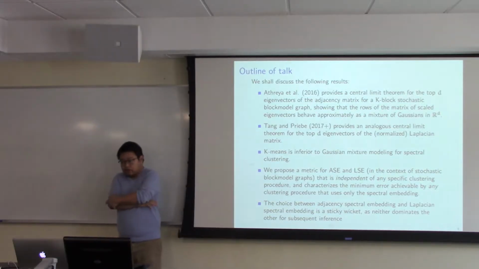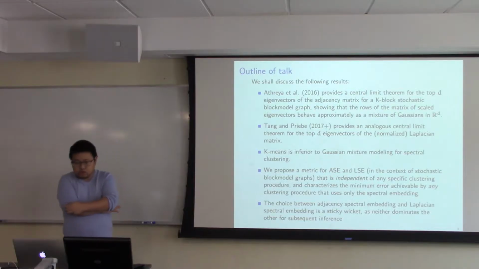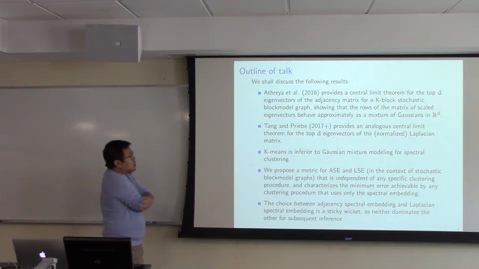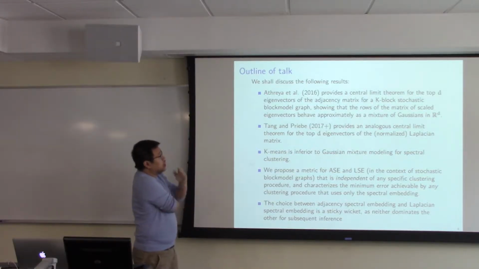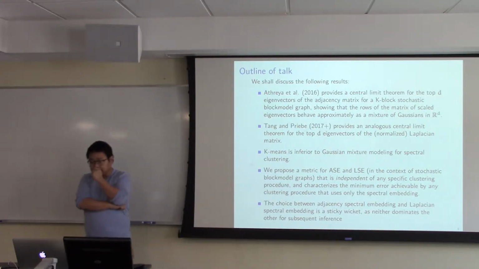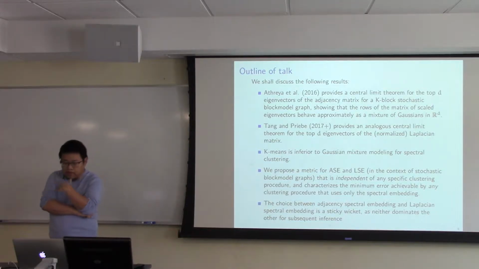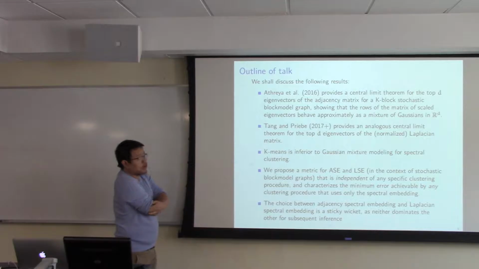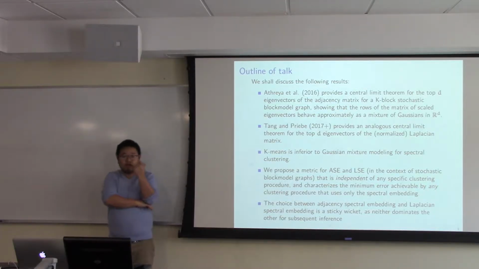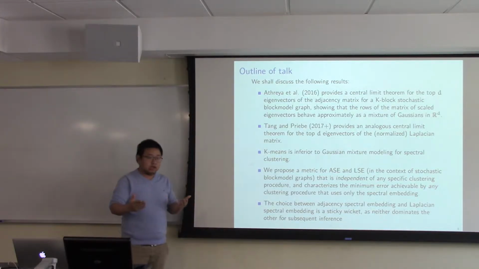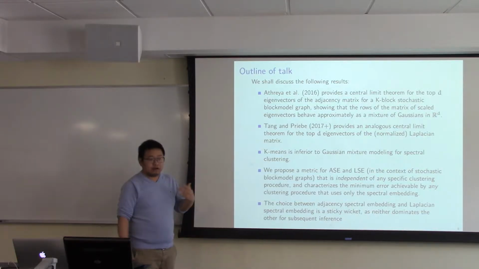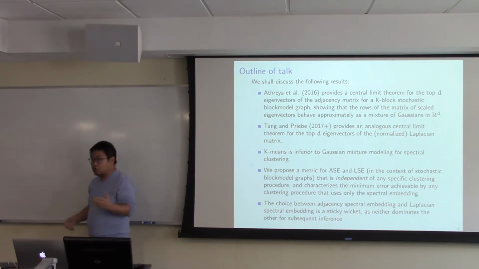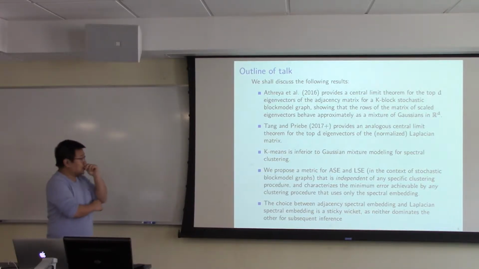Athreya and some of us provide a central limit theorem showing that the top d eigenvectors of the adjacency matrix for SBM have a distribution that approaches the limit as a mixture of multivariate Gaussians. So each vertex, if you do the embedding, it looks multivariate normal around the true latent position, whatever that meant. We will talk about that in a bit.